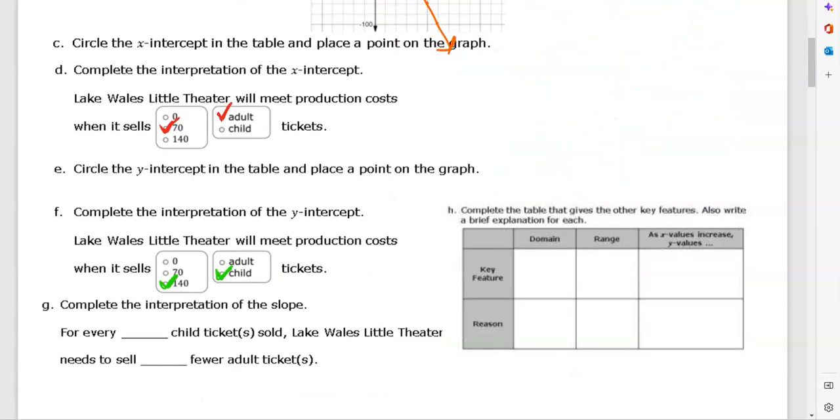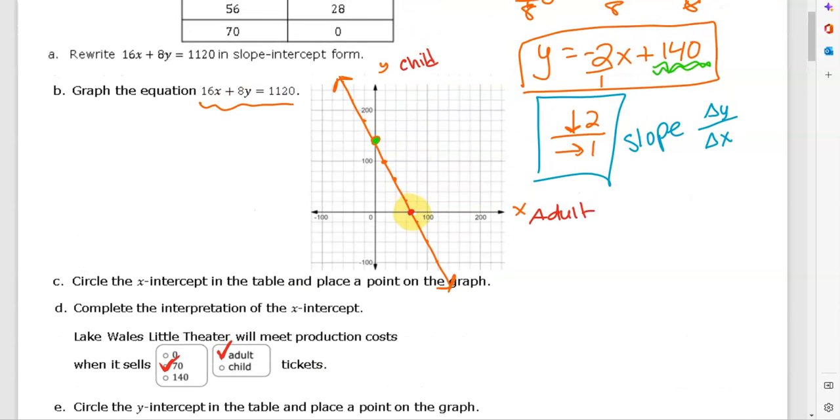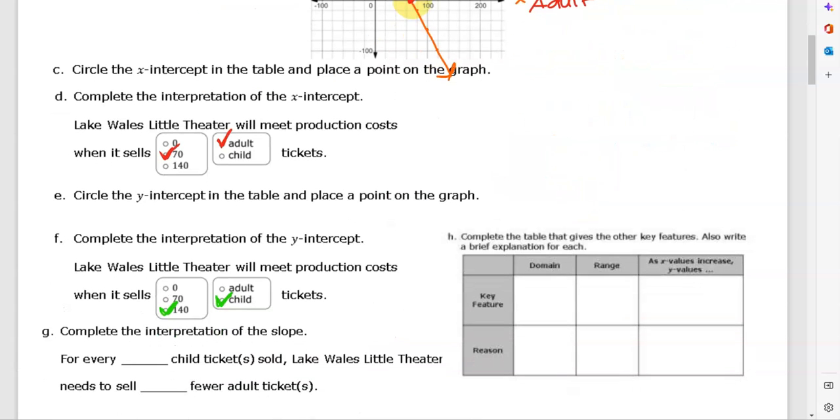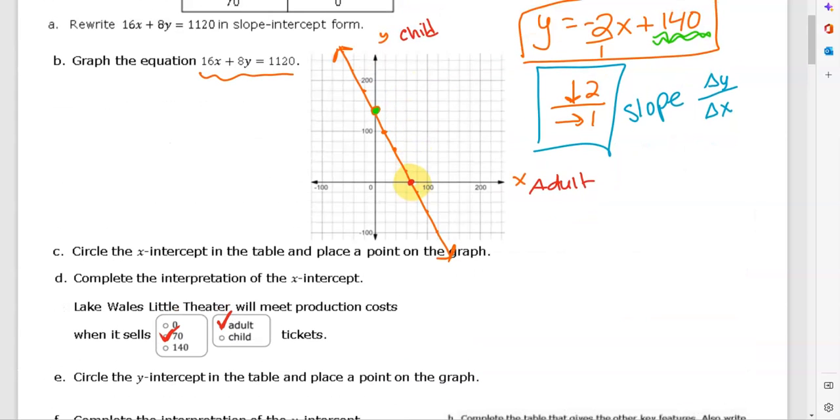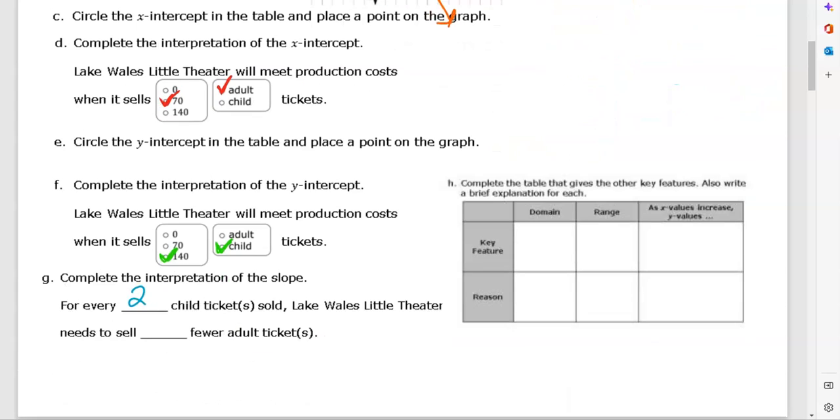For every blank child ticket sold, Lake Wales Little Theater needs to sell blank fewer adult tickets. Oh, 40. Our numbers, hold on. You're making up numbers. Hold on. We're looking at slope, right? The only numbers we care about are 2 and 1, right? So again, the first blank is for child tickets. Is that the 2 or is that the 1? That is the 2. So for every 2 child tickets, the Lake Wales Theater needs to sell 1 fewer adult ticket.